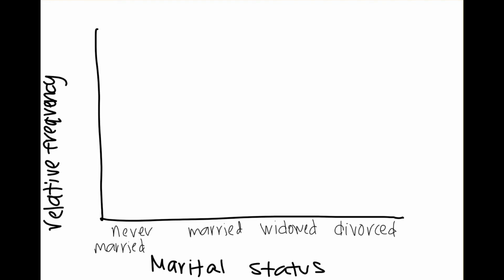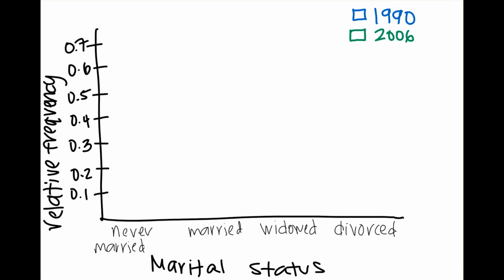We need to be able to distinguish between the 2 bars, so I will draw a blue bar for 1990 and a green bar for 2006. Now let's place the values for relative frequency on the vertical axis, and we can go from 0 to 0.7. The relative frequency for never married in 1990 is 0.22. So we will draw a blue bar that goes up to 0.22.